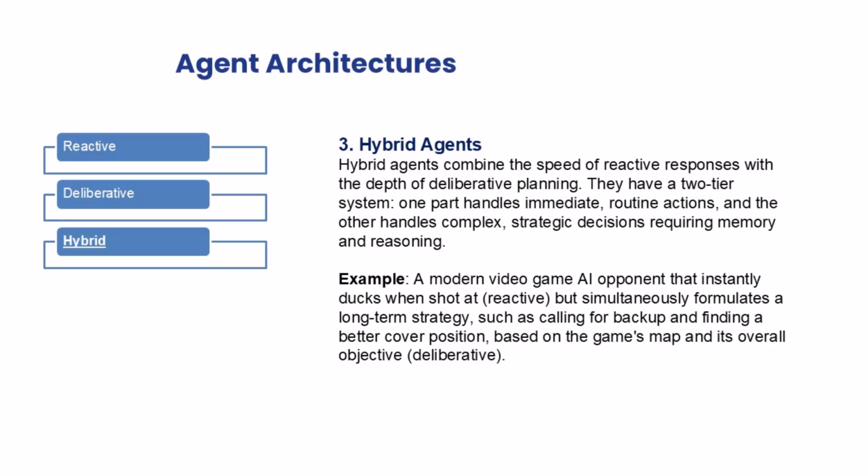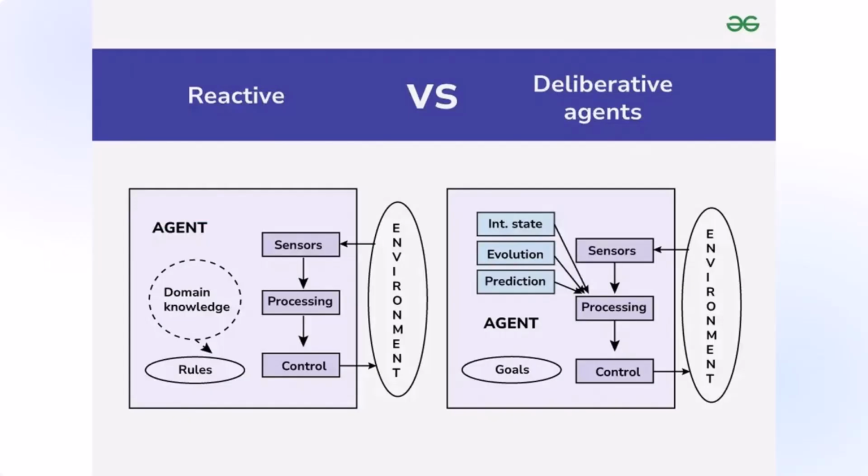A typical example is a smart video game character, which instantly ducks a punch. That's the reactive part, but at the same time it is planning to run behind cover and call for backup. That's the deliberative part. So reactive is fast and simple, deliberative is complex and smart, and hybrid gives us the best of both worlds.